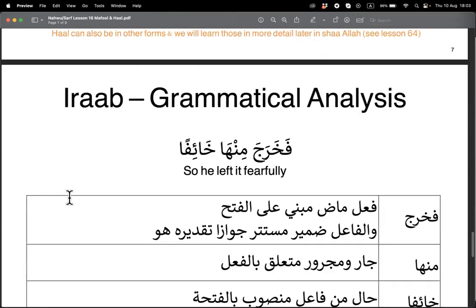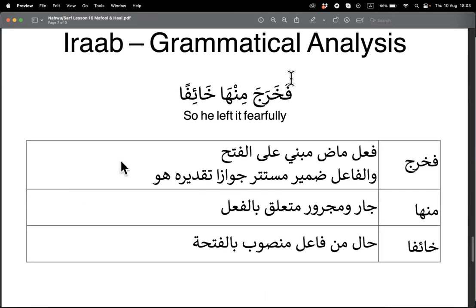In Irab, you know this already. Kharaja, fi'il madi, mabni ala al-fath. Huwa, fa'il, dhamir mustatir, jawazan taqdiruhu huwa. Minha, jar wa majrur, muta'alliq bil fi'il. You said that just now. So the new part is the hal. How do we say this? We say hal min.